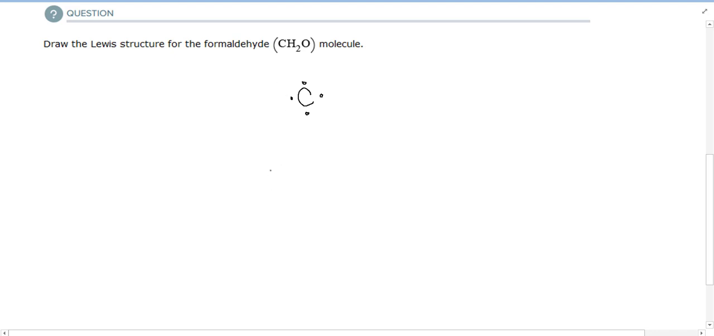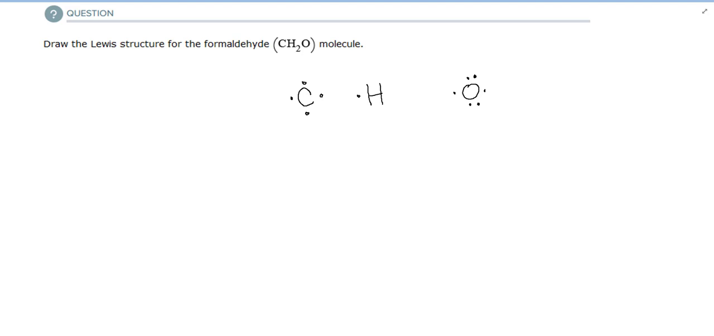Then we have 2 hydrogens. So hydrogen is group 1A, so it has just 1 valence electron. Then oxygen. Oxygen's group 6, so it's going to have 6 valence electrons. So 1, 2, 3, 4, 5, and I'm going to put the 6th one on the opposite one. So we now have 6 valence electrons.